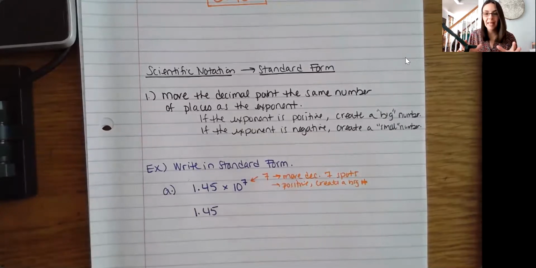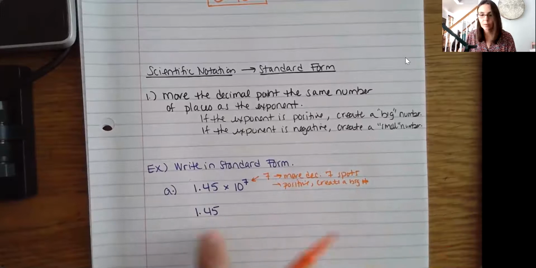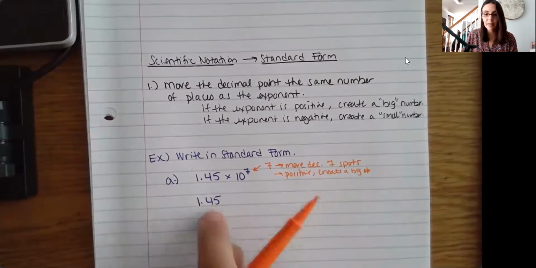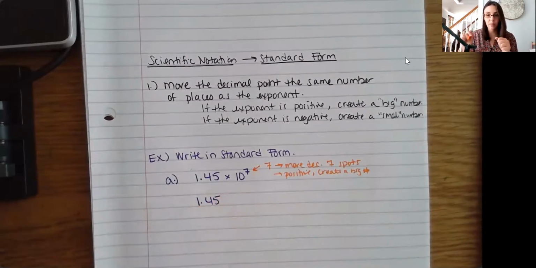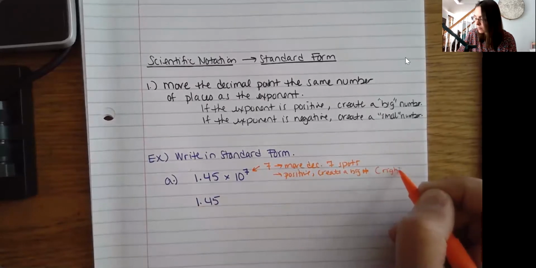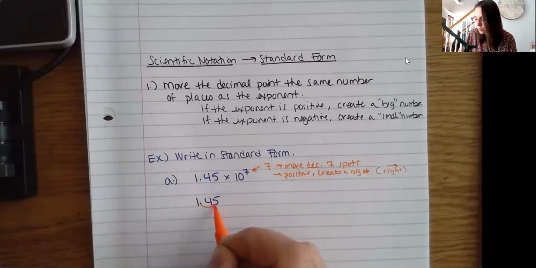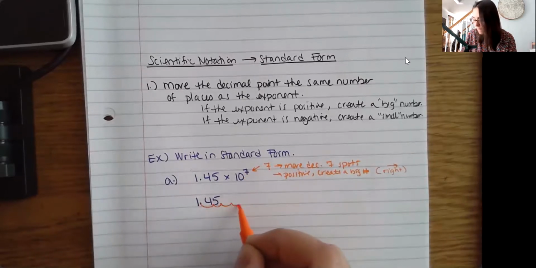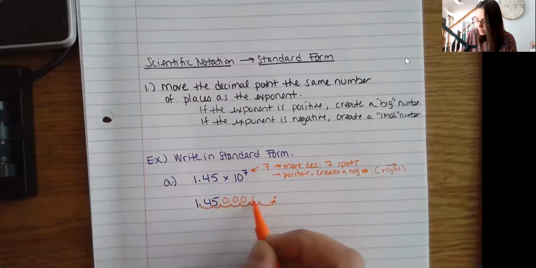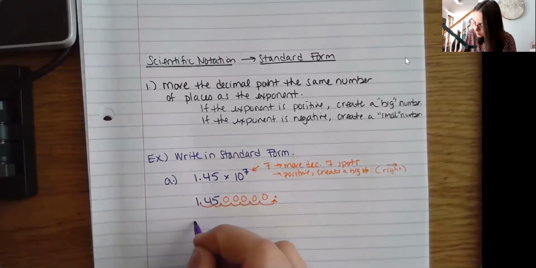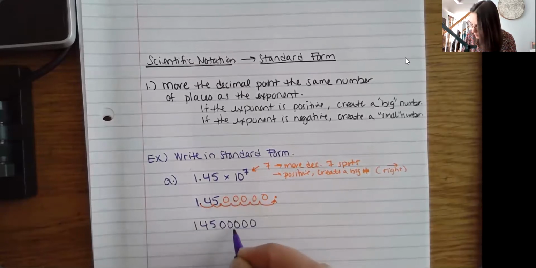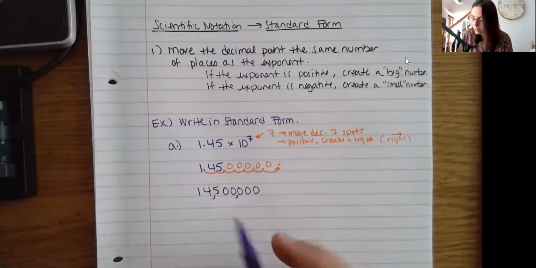Now, if I want the number to be big, do I move my decimal to the right or do I move my decimal to the left? So think about it for a second. If I move my decimal to the right, what happens? If I move my decimal to the left, what happens? And at the end of moving, that's where your decimal place goes. So to create a big number, you're going to end up moving right. So I go 1, 2, and then I need 7. So 3, 4, 5, 6, 7. And then we're going to fill in any holes with zeros. 1, 2, 3, 4, 5. So this number is 14,500,000.